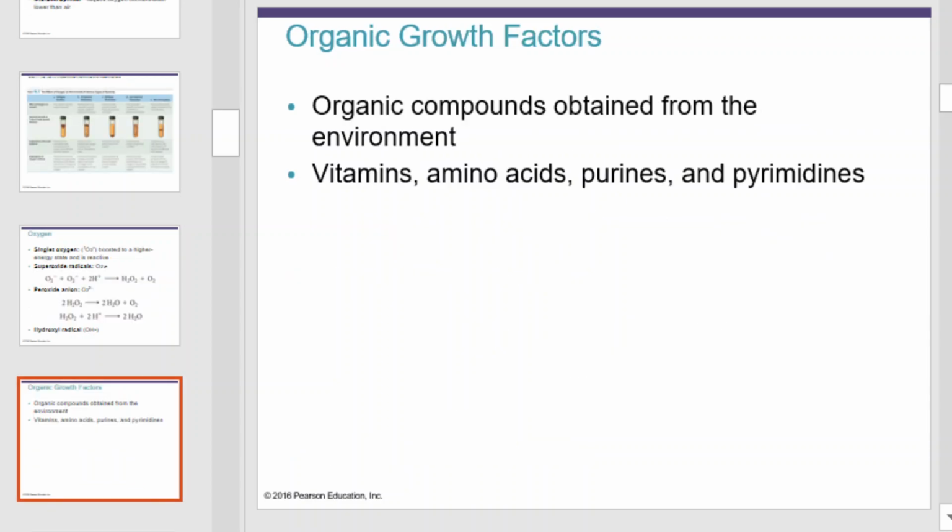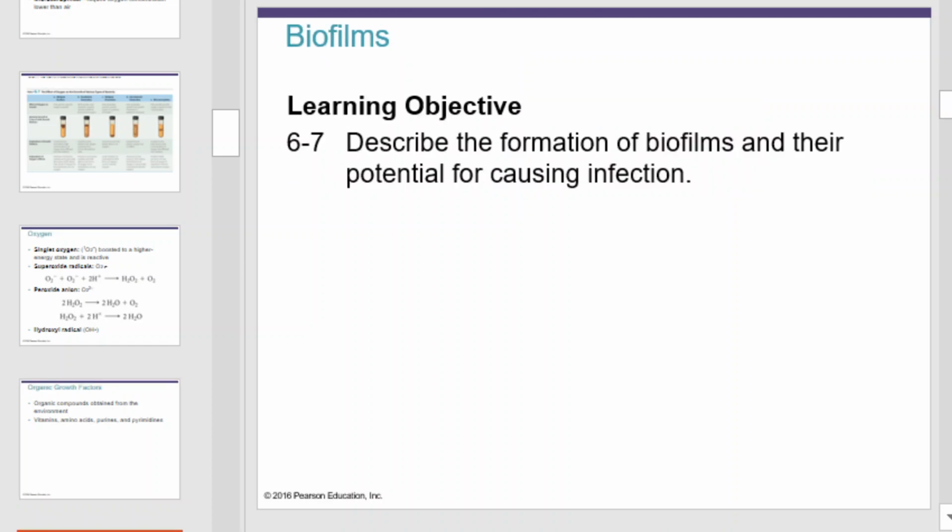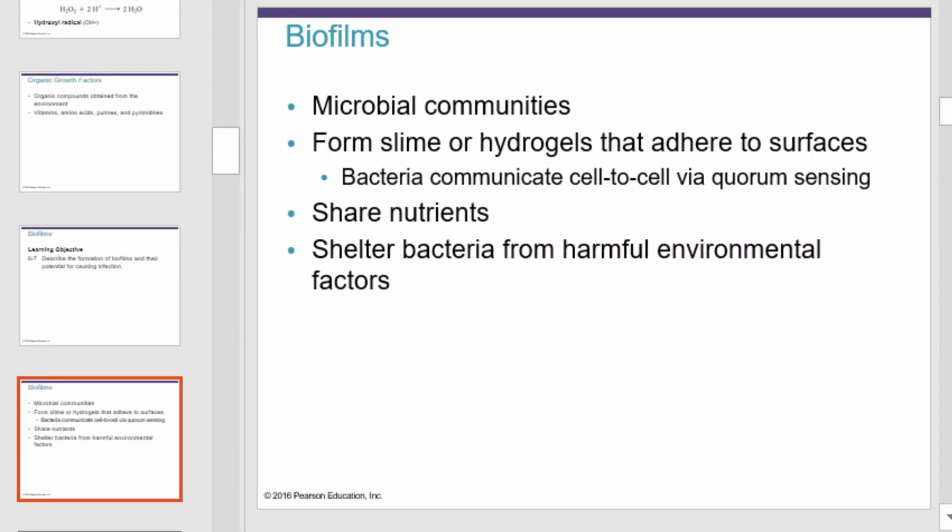The next thing we're going to look at are organic growth factors. As I mentioned a moment ago, the inorganic growth factors, or cofactors, are things like iron and copper. The organic growth factors are things like vitamins, amino acids, purines, and pyrimidines. From here, we're going to shift gears a little bit, and we're going to look at biofilms.